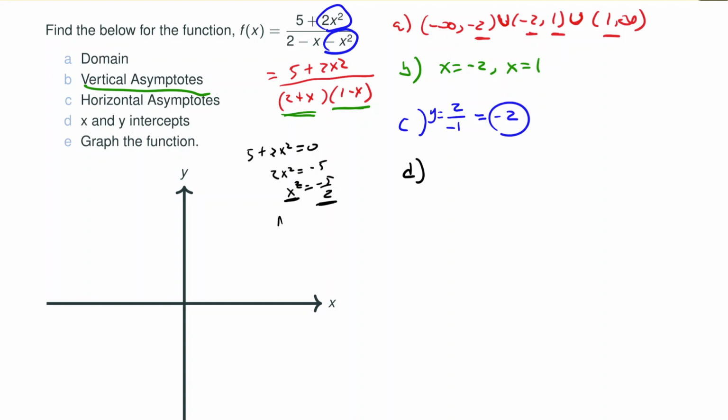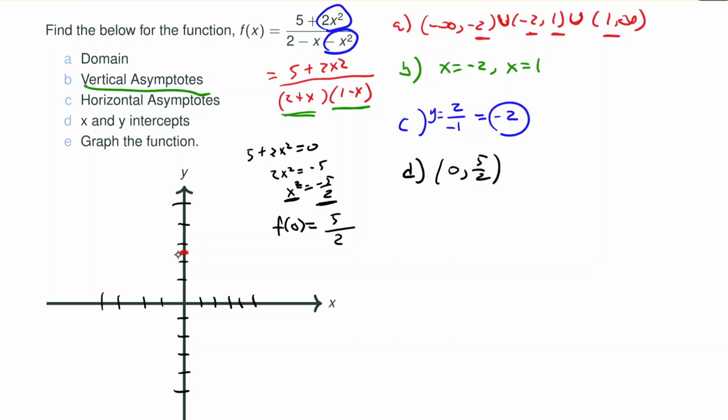That just means the graph does not intersect the x-axis. For the y-intercept, plug 0 in. We'll get 5 over 2. Right? If I plug 0 here, 0 here, 0 here, I get 5 over 2. So all I have for an intercept is (0, 5 over 2). So let's plot this. (0, 5 over 2). There's 1, 2, 3, 4, 5. So 5 over 2 is exactly 2.5, right? So somewhere here.